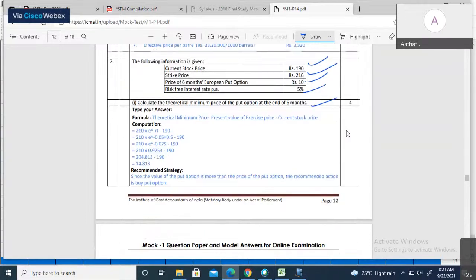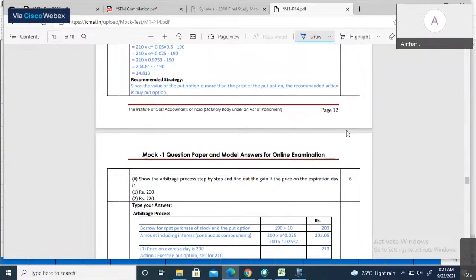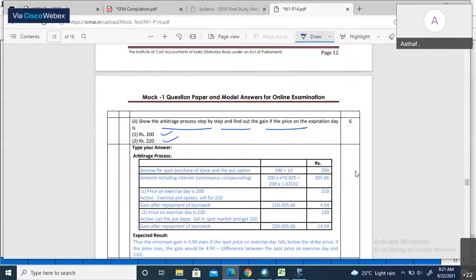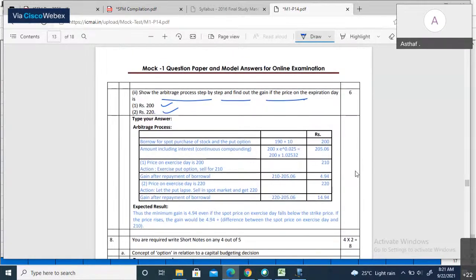Yes, the same question. They are asking about the arbitrage process, asking what is the loss, 102. We discussed the gain and all yesterday, so they have discussed it again.